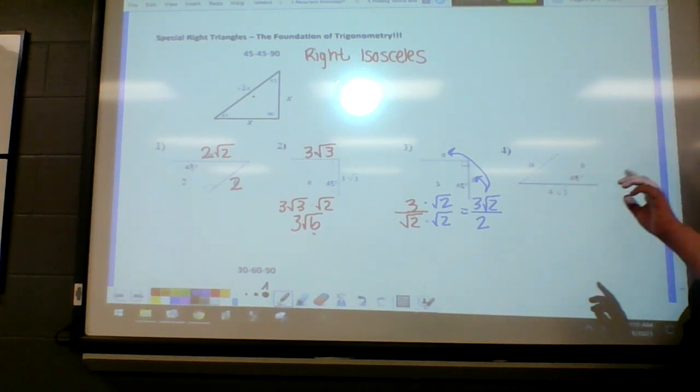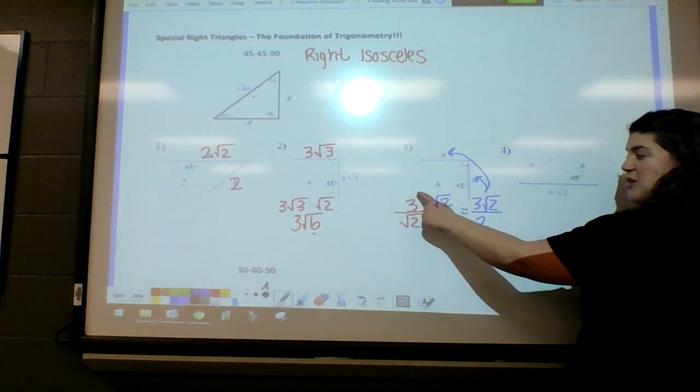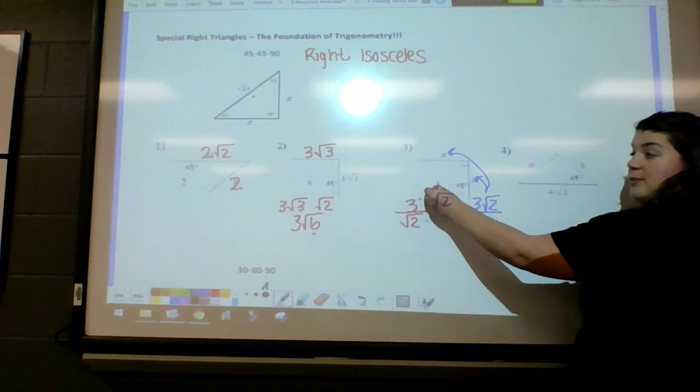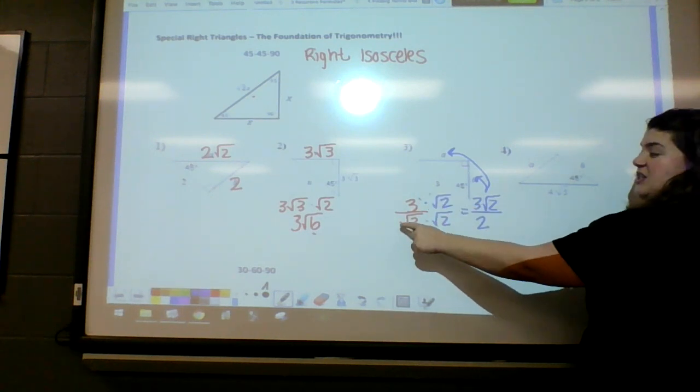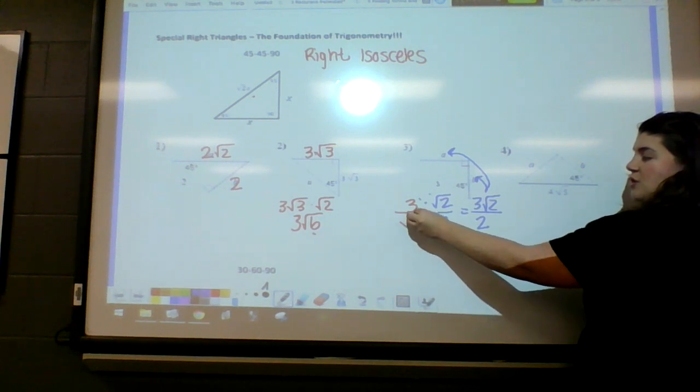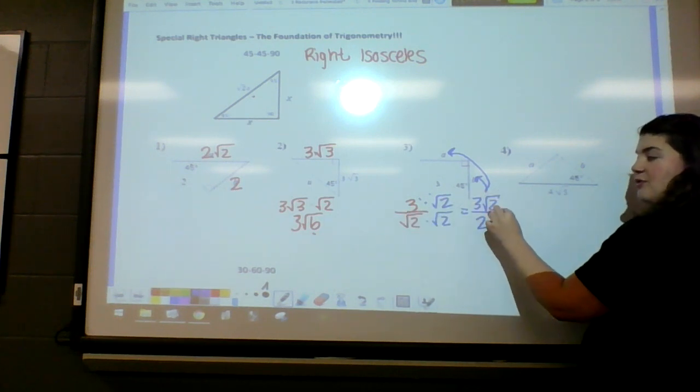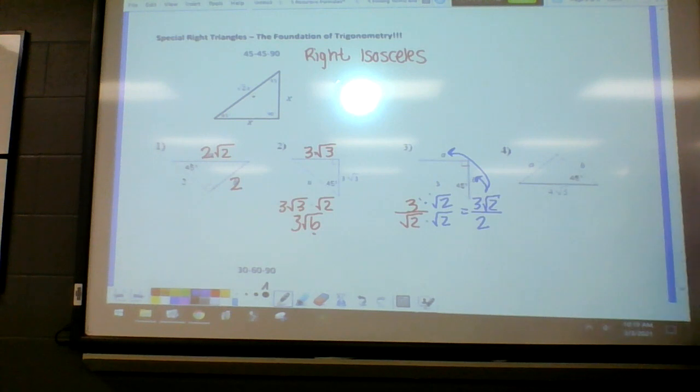So another way to think about rationalizing is when you have something over a square root, the square root moves to the top, and then you just get rid of the square root portion on the bottom. So the square root of 2 moves to the top, and then the square root on the bottom goes away. It's kind of a quick way to do that in your head without having to write this every time, because you're going to rationalize a lot in this class.